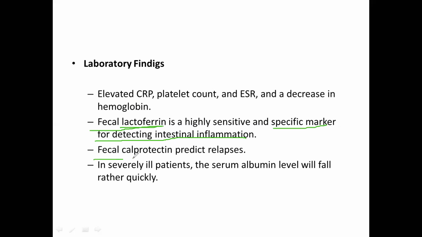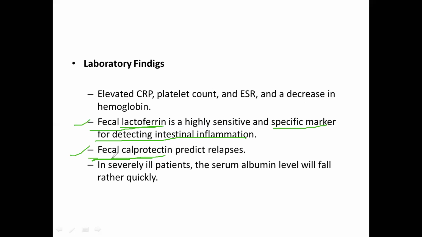The next is fecal calprotectin. This calprotectin is also a protein released by neutrophils. And again, this fecal calprotectin also has antibacterial and antifungal properties. So because of this, neutrophils release these two types of proteins.